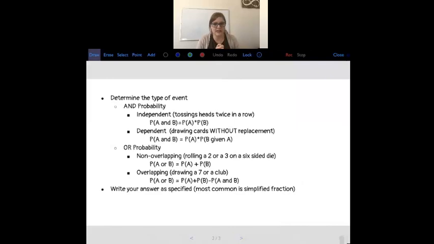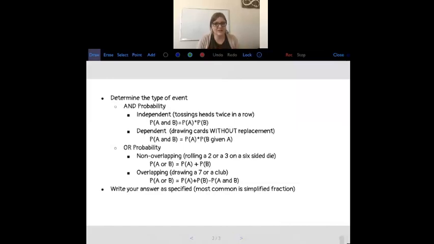So for instance, in this case, drawing a 7 or a club, probability of a 7, there's 4 of them in the deck out of 52. A club, there's 13 of those out of 52, but there's only one 7 of clubs. So that would be the P of A and B, that 1 out of 52. Okay, so first thing when you see a probability problem is to figure out what type of event it's asking for or the scenario at hand.